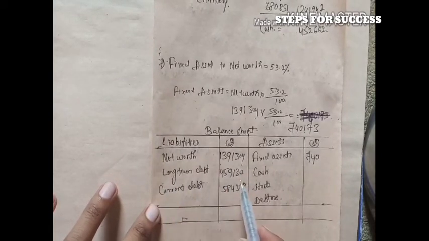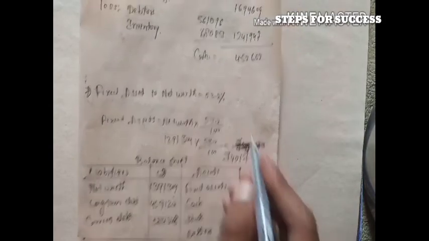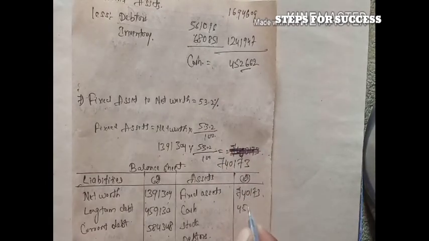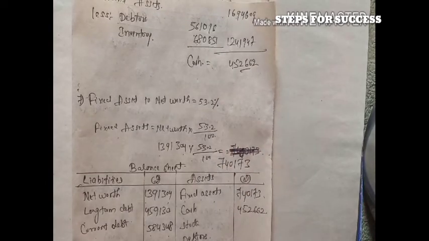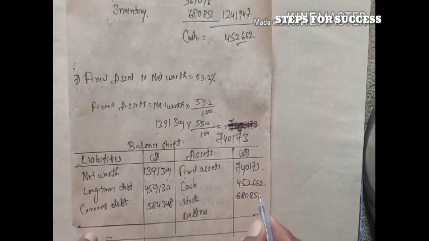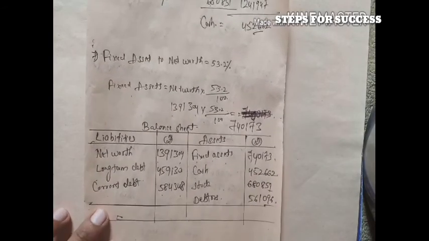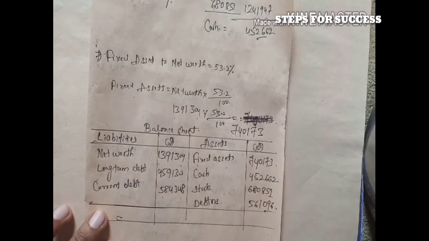So net worth is 13,91,304, long term debt is 4,59,130, and current debt is 5,84,348. Next, fixed asset is 7,40,173, cash is 4,52,662, stock is 6,80,851, and debtors is 5,61,096. So we can make the totals for liabilities and assets.